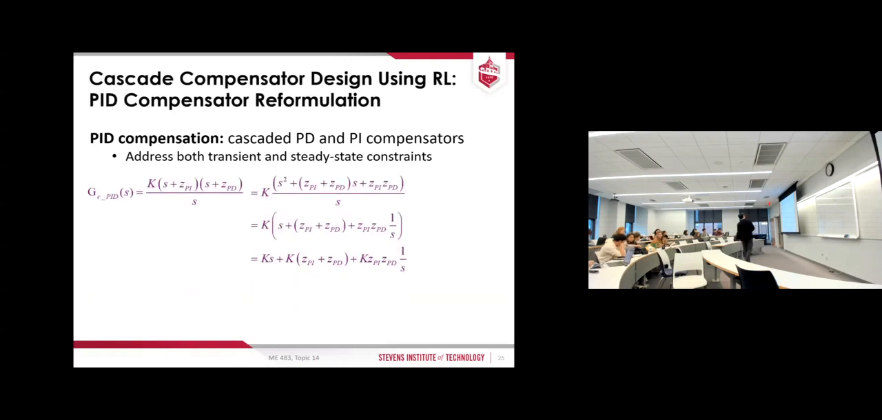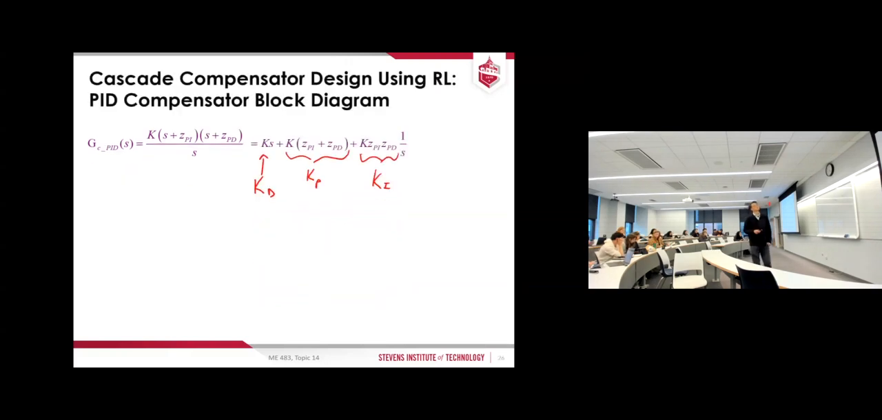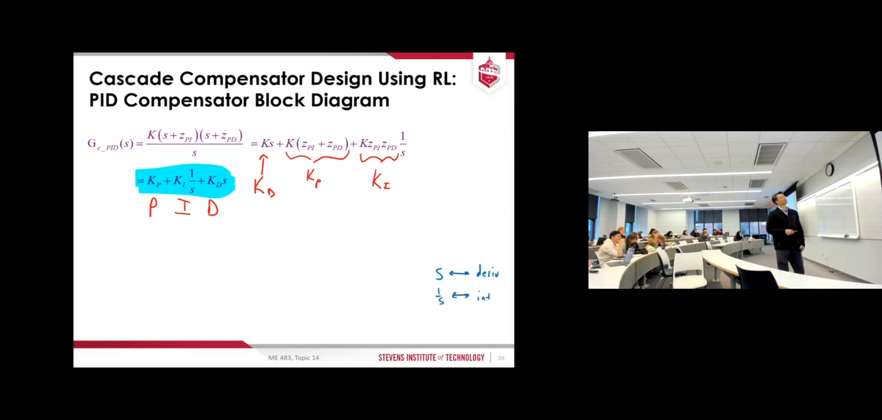So let's look at the PID compensation. This is the transfer function of the PID controller, and you rewrite everything. You can see the component Ks as Kd for the PD controller, and Kp, and K times z over s, that is the Ki component. So PID.